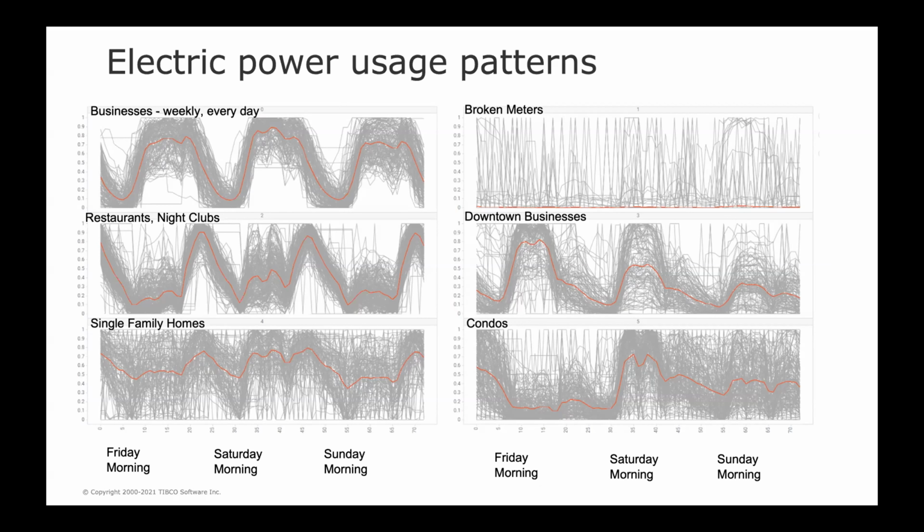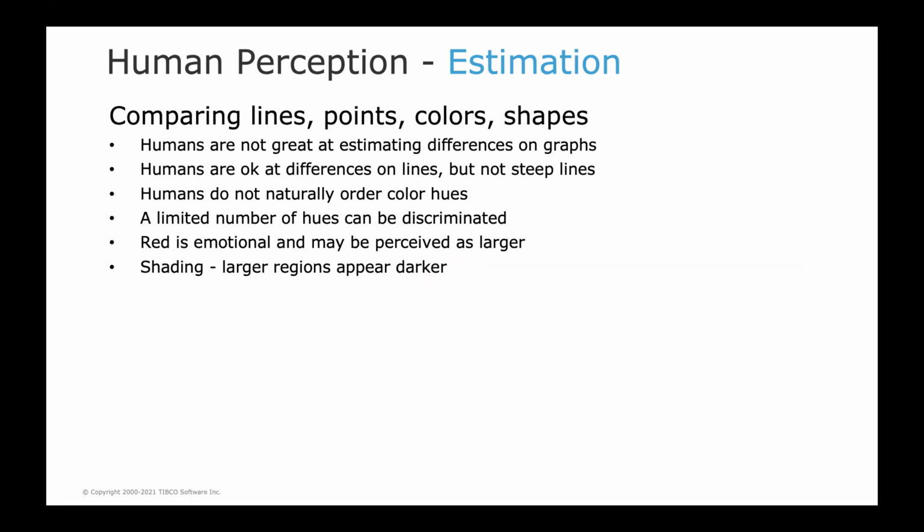When you look at them, you can recognize the patterns, but you can't quite attach the label to the patterns. And so that's when you have to think more carefully and do more analytics. So the notion of comparing lines, points, colors, and shapes is important. And that kind of came up in the last example.